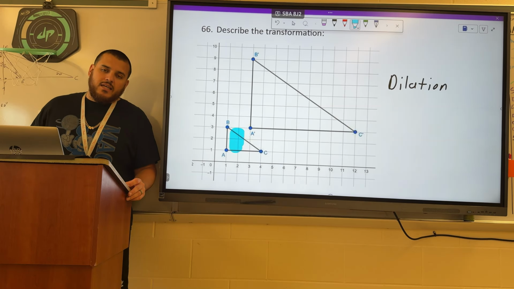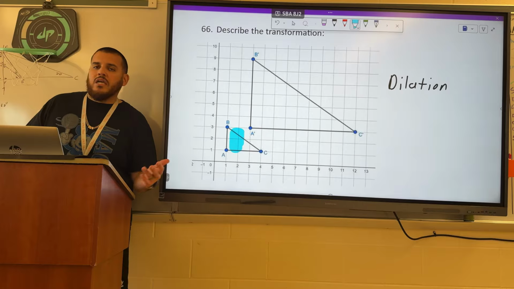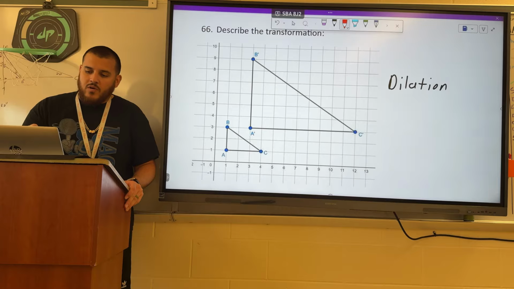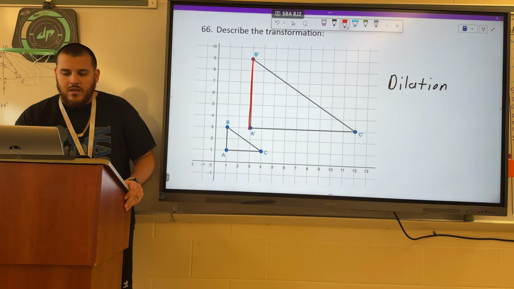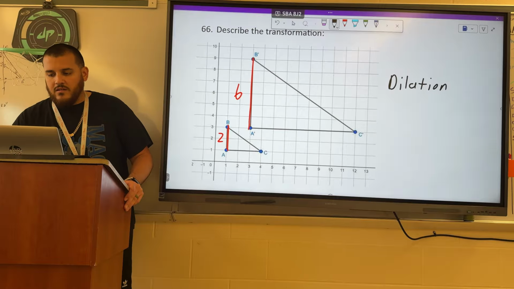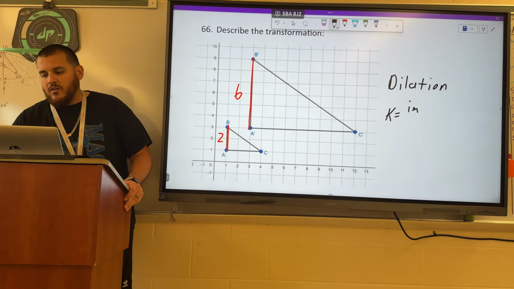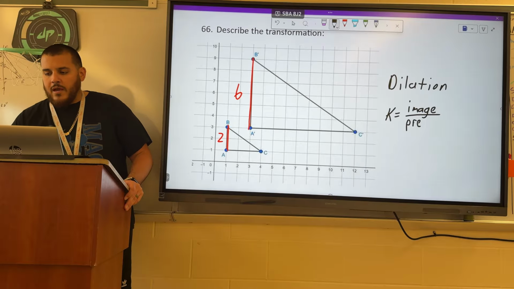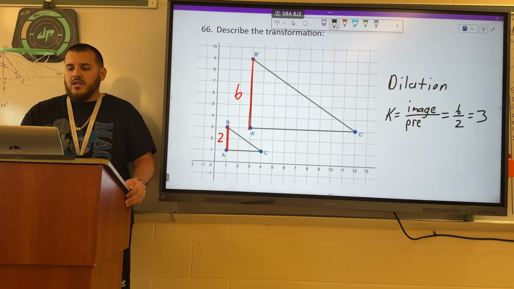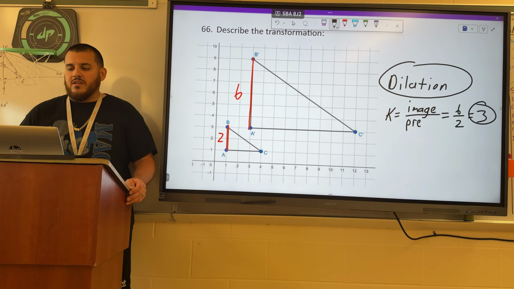We can find out exactly how large that scale factor is by looking at corresponding measurements between our image and our pre-image. For example, on our image, I can see that side AB prime is 6 units long, and on our pre-image, side AB is 2 units long. I can determine my scale factor knowing that it is just my image over my pre-image. So for my image, side AB prime was 6, and for my pre-image, that side was 2. Therefore, my scale factor here is 3. This is a dilation with a scale factor of 3.